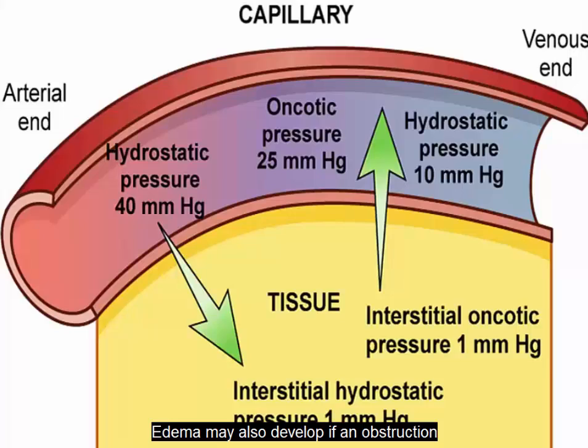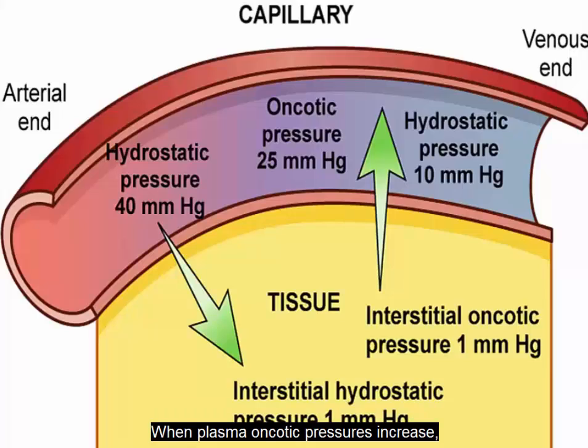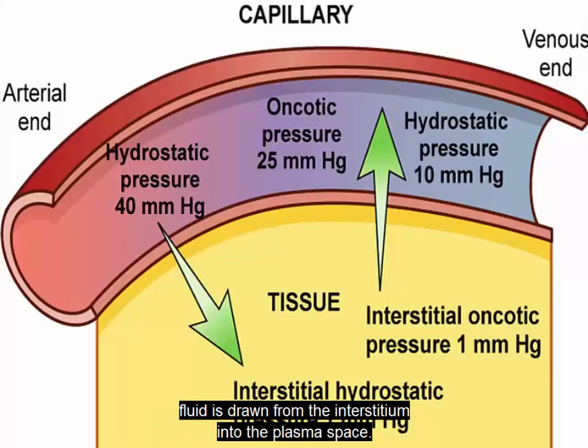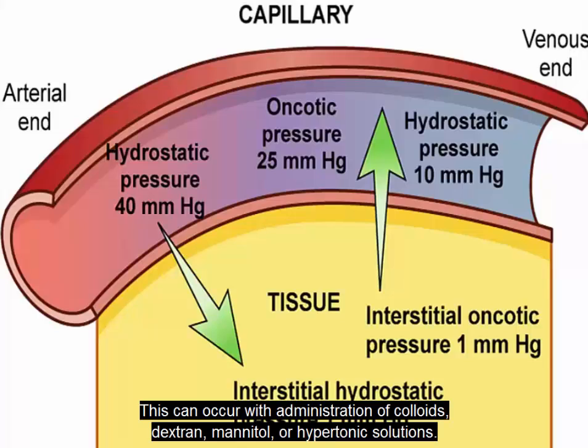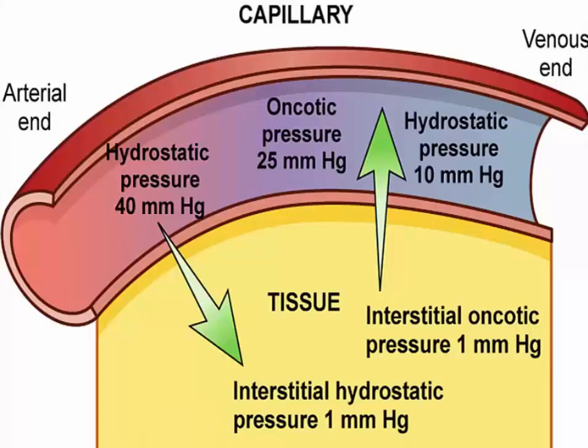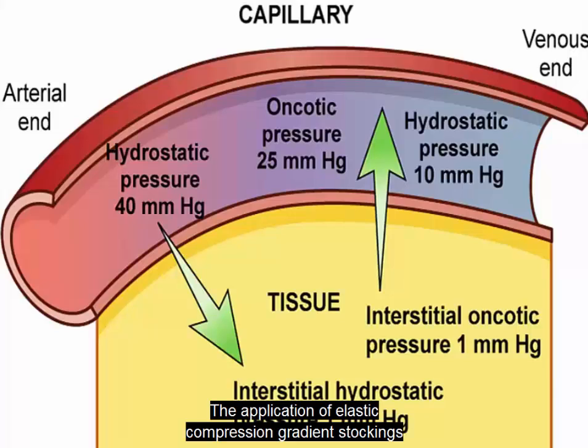Edema may also develop if an obstruction of the lymphatic outflow causes decreased removal of the interstitial fluid. When plasma oncotic pressures increase, fluid is drawn from the interstitium into the plasma space. This can occur with administration of colloids, dextran, mannitol, or hypertonic solutions. Also, an increase in tissue hydrostatic pressure can cause a shift of fluid into the plasma. The application of elastic compression gradient stockings to decrease peripheral edema is a therapeutic application of this effect.